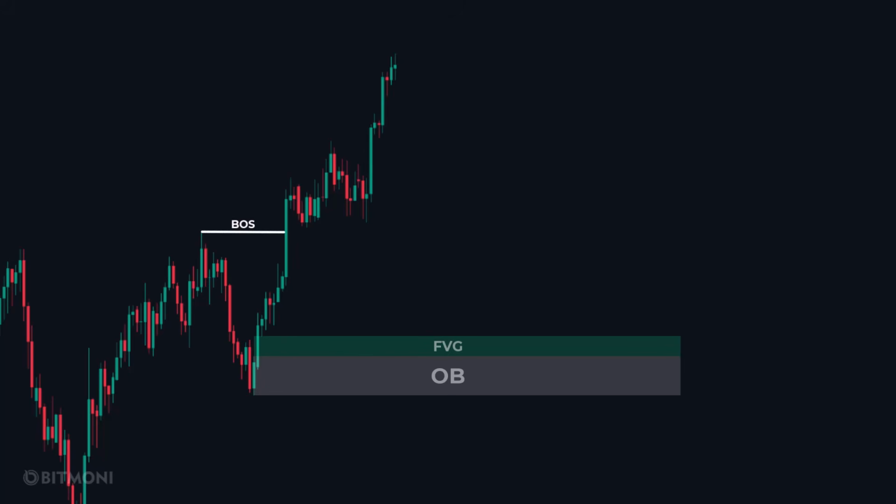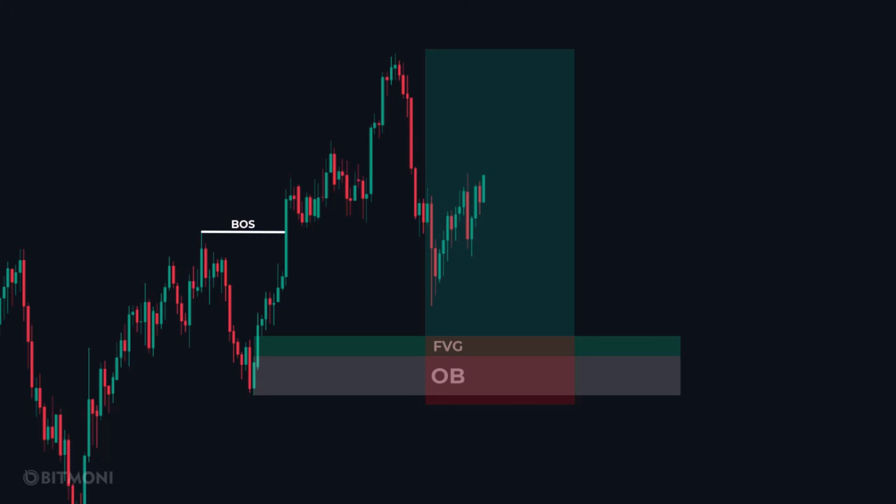All your strategy's conditions are met, and you've placed a pending order on an order block or fair value gap. But despite everything aligning, price continues in your anticipated direction without reaching your entry, leaving your order unfilled.